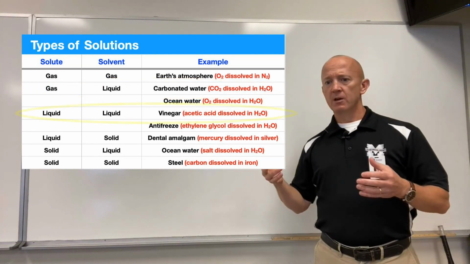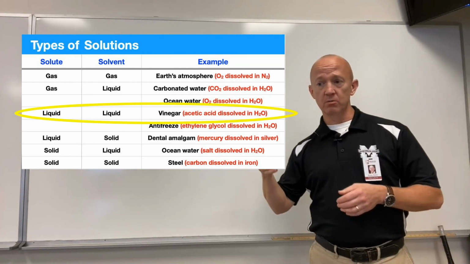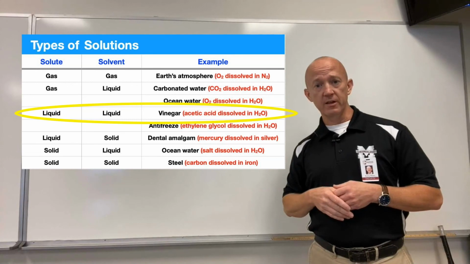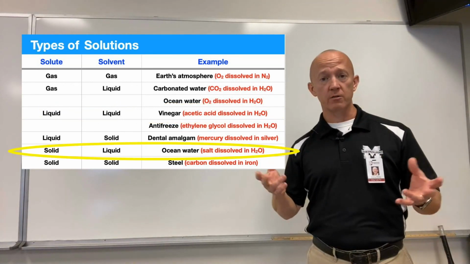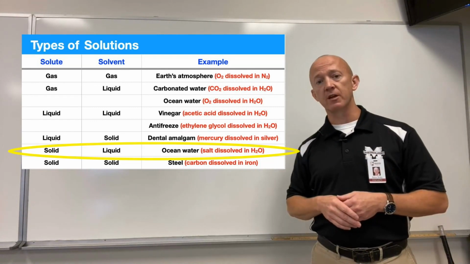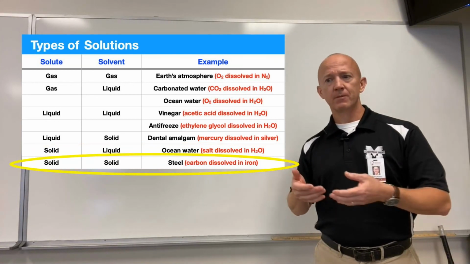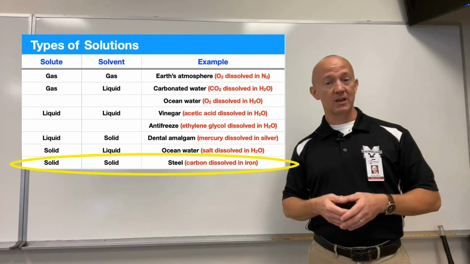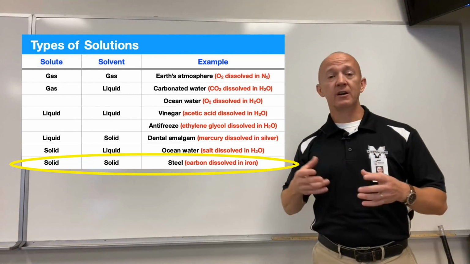For example, vinegar is a solution of acetic acid, which is the solute, going into water, the solvent. We can also have solid-liquid solutions like ocean water. The salt in the ocean is the solute, and the water, of course, is the solvent. There are even solid solutions. When we combine carbon, a solid, with iron, another solid, we get steel. Steel is a specific type of solid solution that we call an alloy.